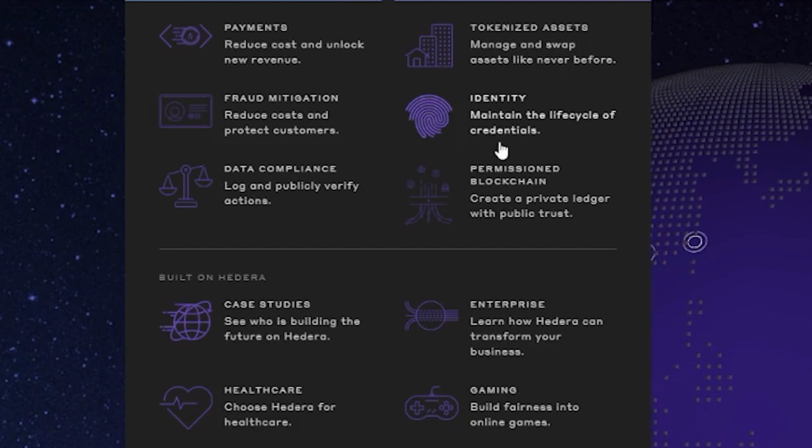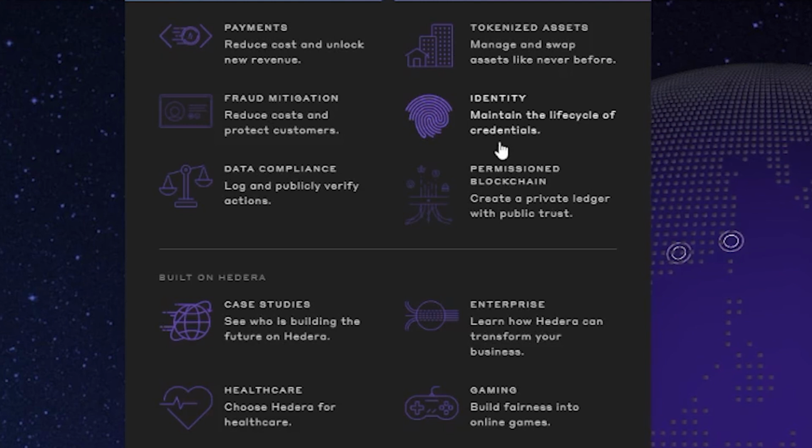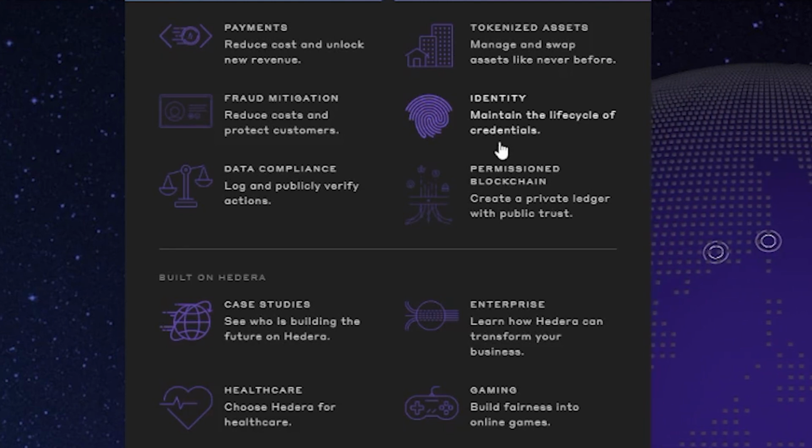Identity, maintain the life cycle of credentials. This is important. With my healthcare mind, I'm thinking how Hedera can help improve the quality of life for people in the healthcare system and help process things, make things faster.